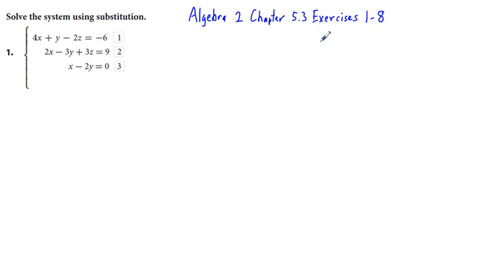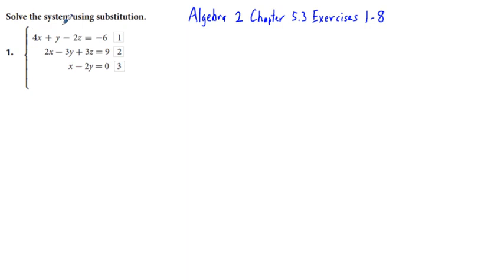Algebra 2, Chapter 5.3, Exercise 1 through 8. In this section, we are solving linear systems of equations with three unknowns or variables. And in this set 1 through 8, we're going to use substitution, elimination, and matrices. I'm going to do the odd number problems here.